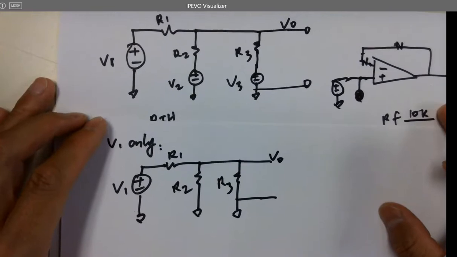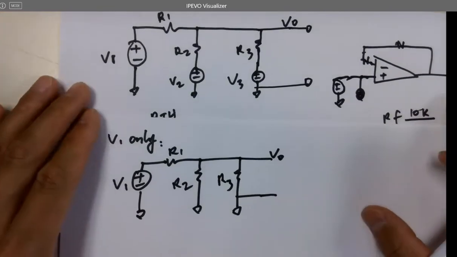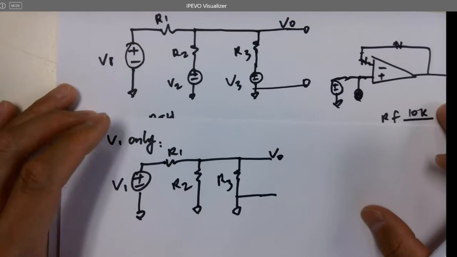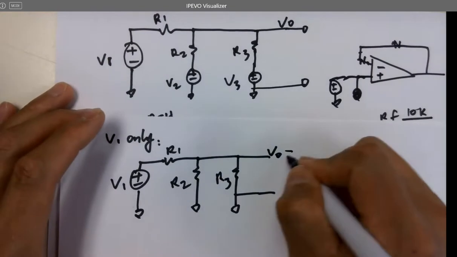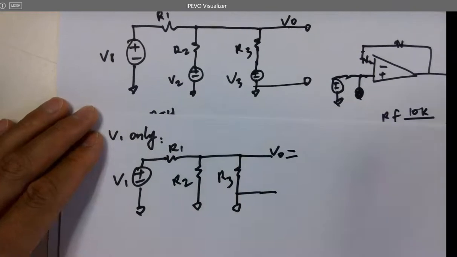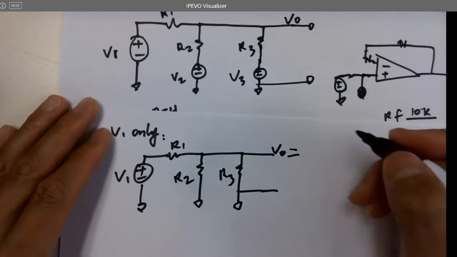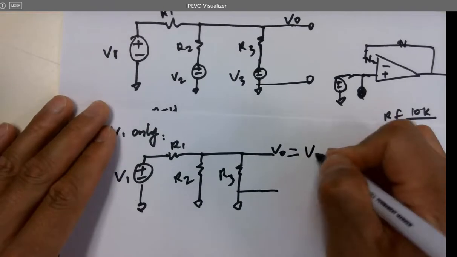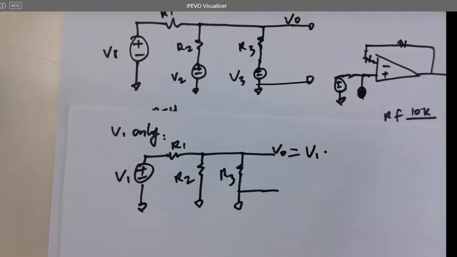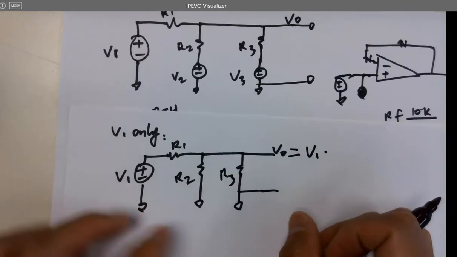What is V out? If you use mesh, I'm going to fail you from this class. Let's do it. See? Yeah. V1 times what? Is that R3 over something?